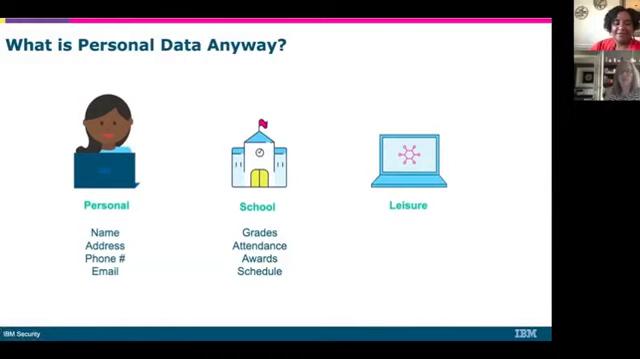What about leisure data? Think of what would be leisure data. All right, Evelyn, hit it. Who your friends are, whether you like soccer, other hobbies, photos of your friends. So this is how we could classify data into different categories that make up your personal online identity. All right, moving forward.